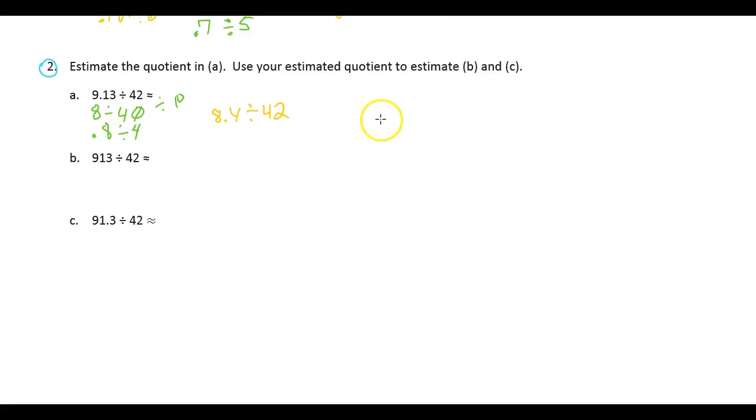And so here we have 8/10, and we're dividing it by 4. 4 goes in there 2 times, so 2/10 is the result.